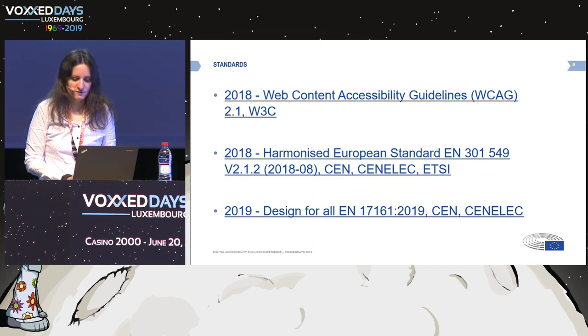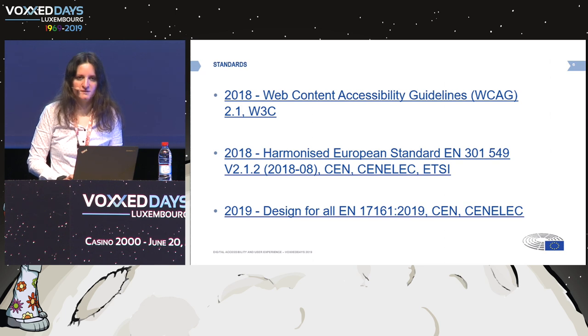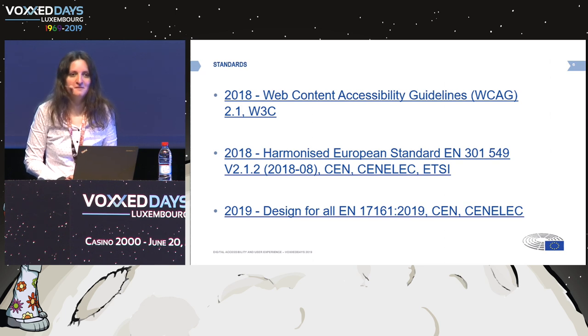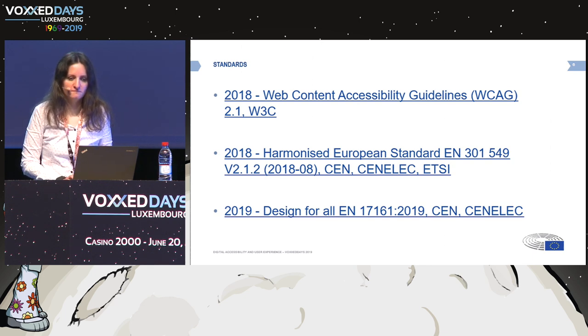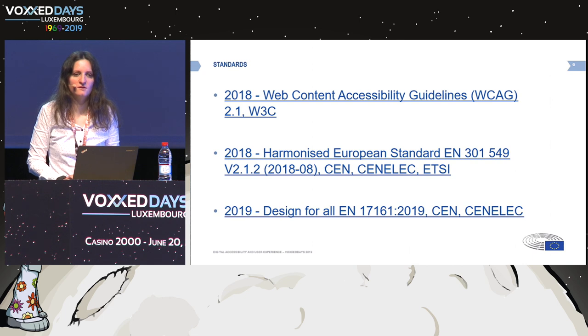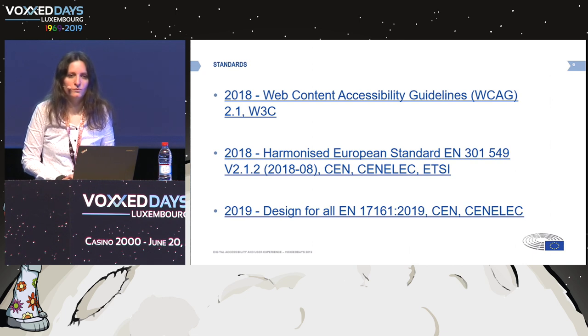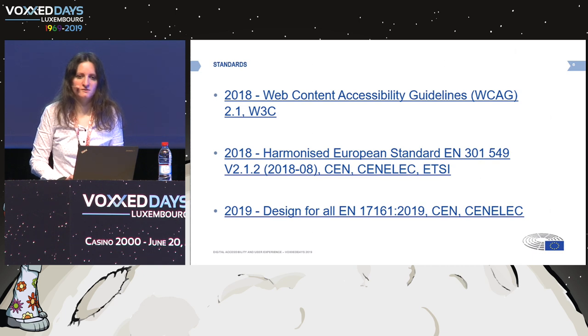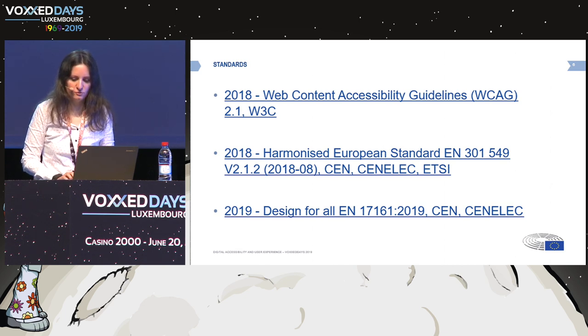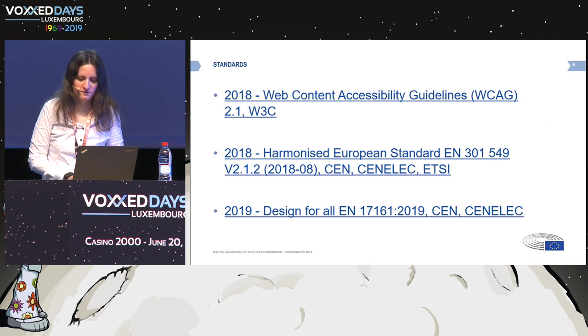We have the harmonized European standard on accessible procurement of ICT products and services, a very complicated name, which serves for procuring accessible technology in the public sector, but it can be used also in other organizations. It is aligned with the WCAG 2.1 that I mentioned before, and it is also recommended by the European directive, the Web Accessibility Directive. And we have the European standard Design for All, which makes technology usable by all users to the greatest extent possible.